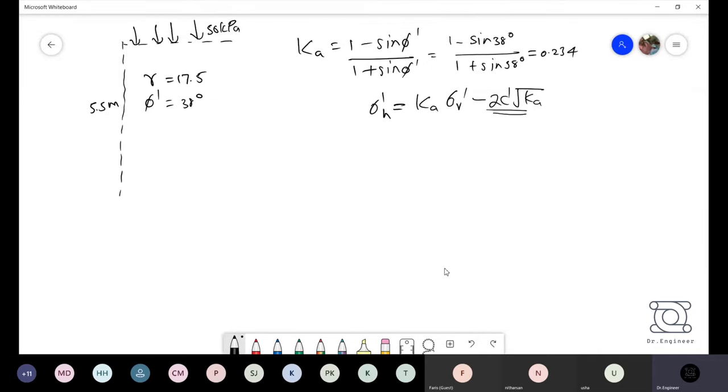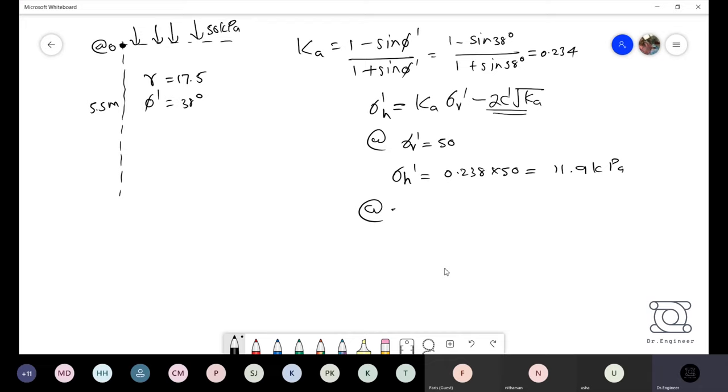So at the starting point, at zero, what is the vertical pressure? Vertical pressure is directly 50. So what is the horizontal pressure at that point? It is 0.238 times 50. So that would be 11.9 kilopascal.